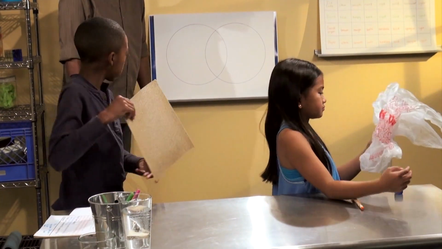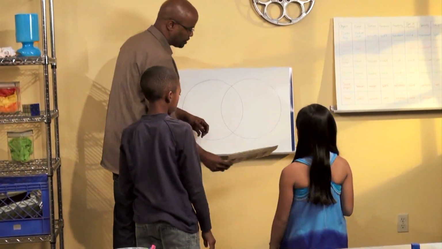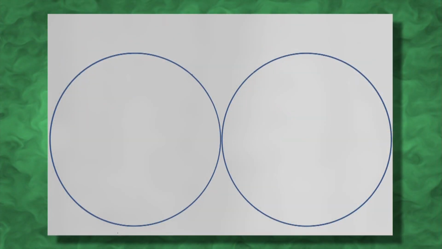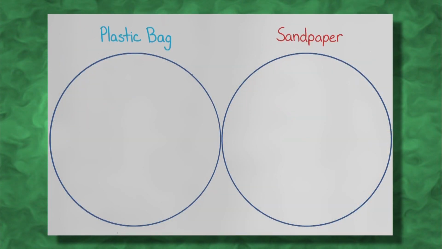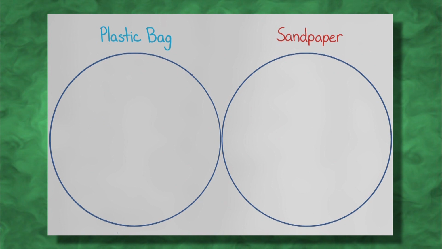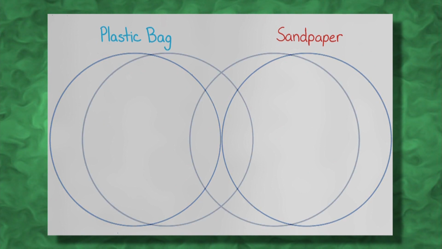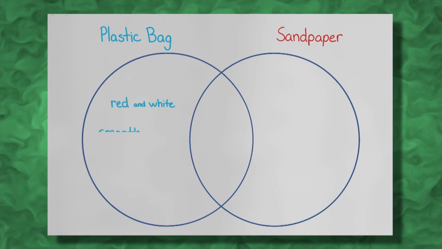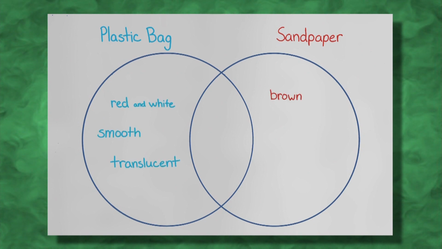Lauren and Caleb bring the plastic bag and the sandpaper to compare in their first Venn diagram. This idea picture starts with two circles. Each object has its own circle. Since they will be comparing the two objects, overlap the circles. In each circle, we write the properties of the object. Let's write their differences first.